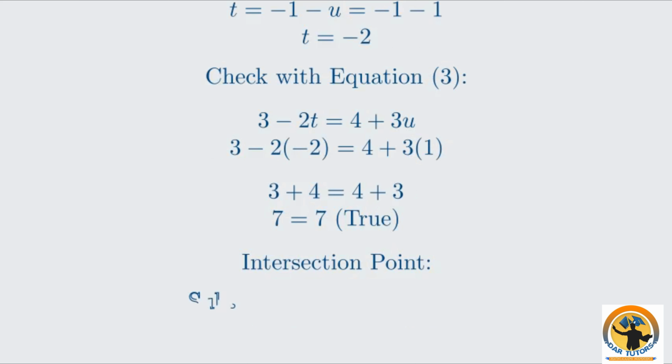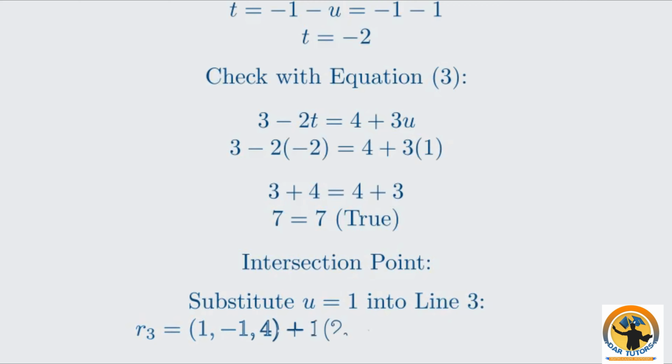To find the point of intersection, we can substitute u equals 1 into the equation for line 3. This gives us the point (3, -2, 7). We could also substitute t equals minus 2 into the equation for line 2, and would get the same result. The problem also asks for the angle between the lines.